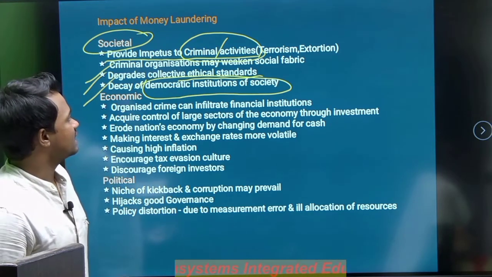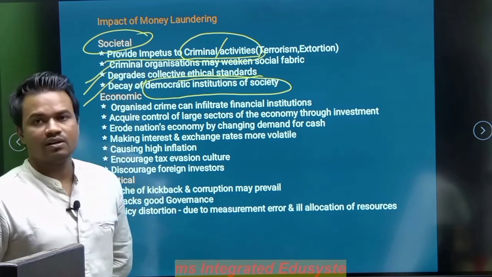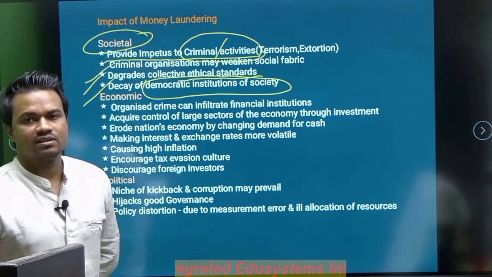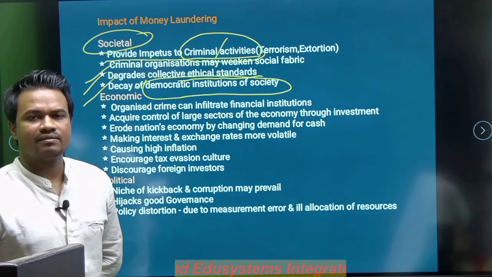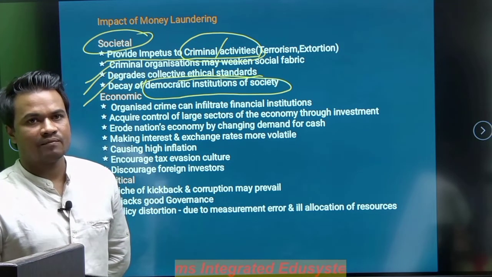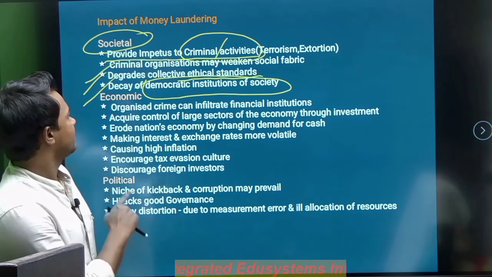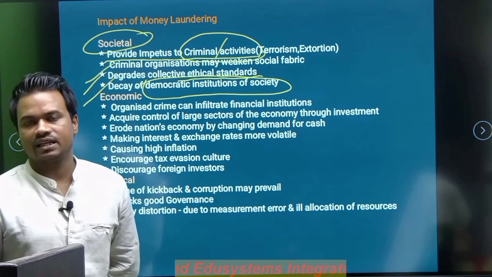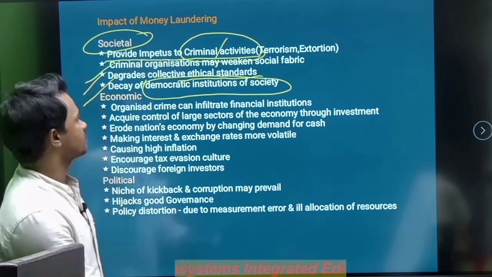So in that case, when money laundering people or that group come in, they may fragment a society, and according to their vested interest, they can polarize the society, and that may ultimately degrade the democratic institutions of the society. So that is the societal impact.